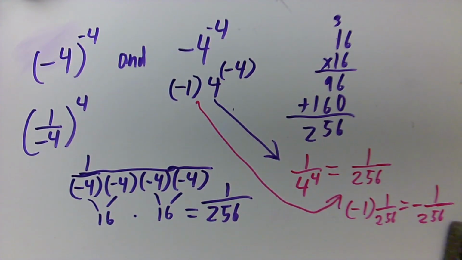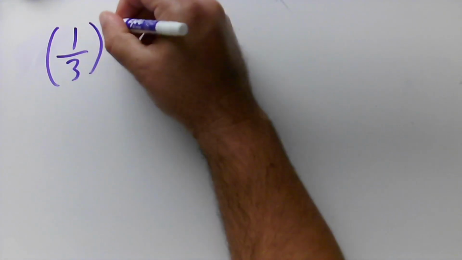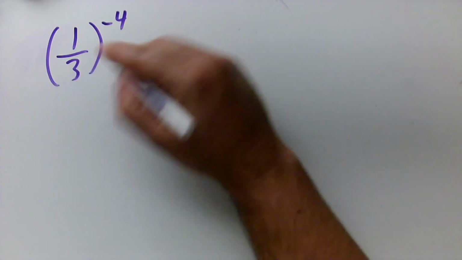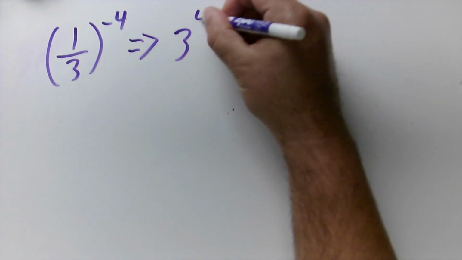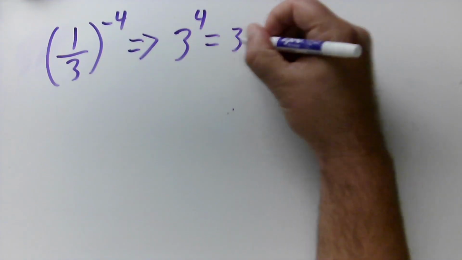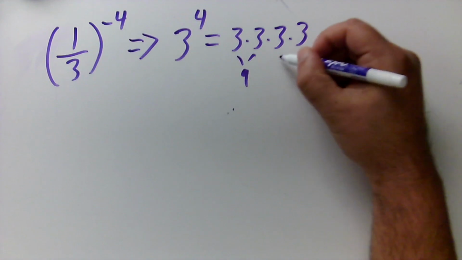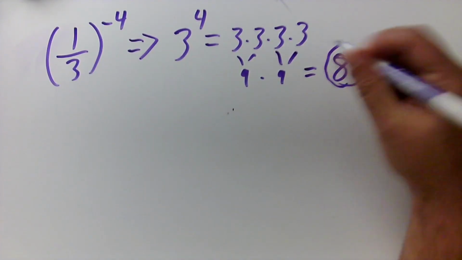There's one more case that might be a little confusing. What happens if there's a fraction? If we do 1/3 to the negative 4th power, we're going to take the reciprocal of this, so this will be changed to 3 to the 4th power. So that will be 3 times 3 times 3 times 3. This is 9. This is 9. 9 times 9 is 81. That is your final answer.